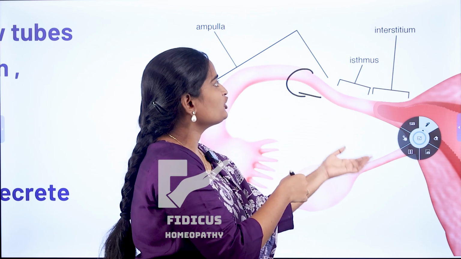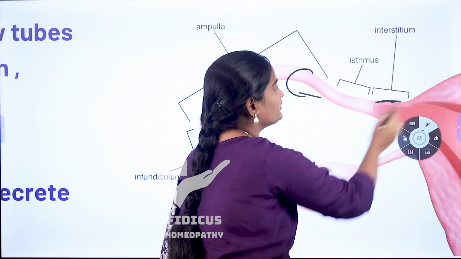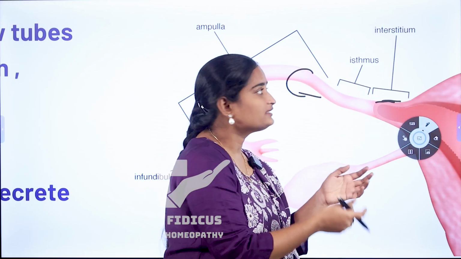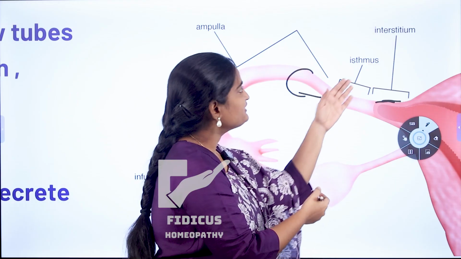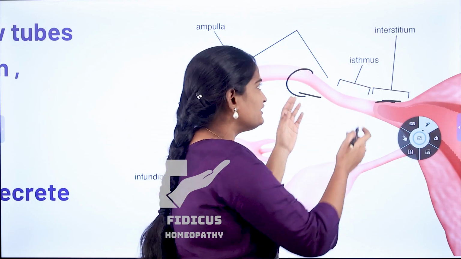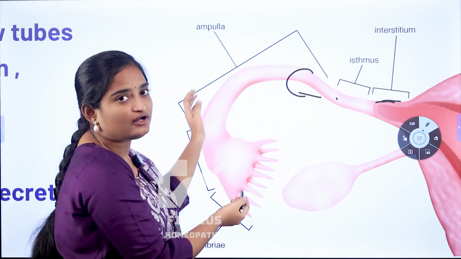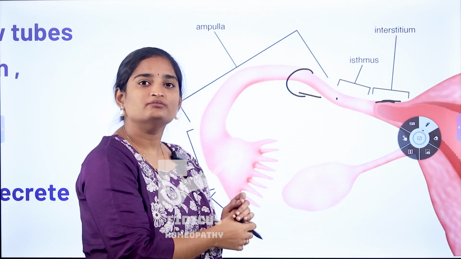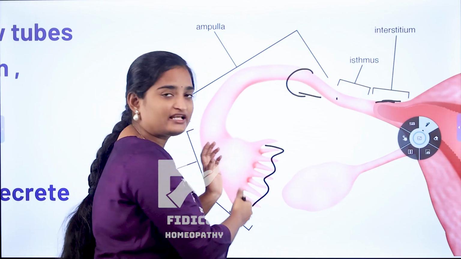And the fallopian tube also has parts like the isthmus. This part is nearer to the uterus. The fallopian tube has different parts: interstitium, isthmus, ampulla, and infundibulum. The interstitium is the part closer to the uterus, and the narrow tube is called the isthmus, which extends to the ampulla. And at the end of the fallopian tube, there is a finger-like projection called fimbriae.